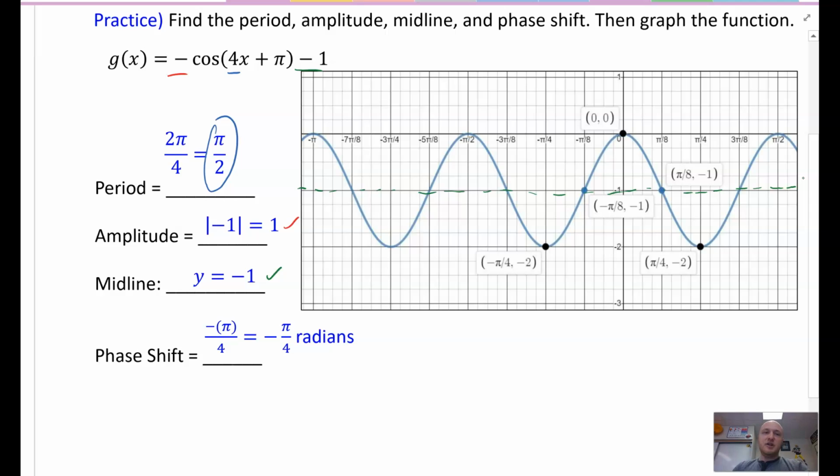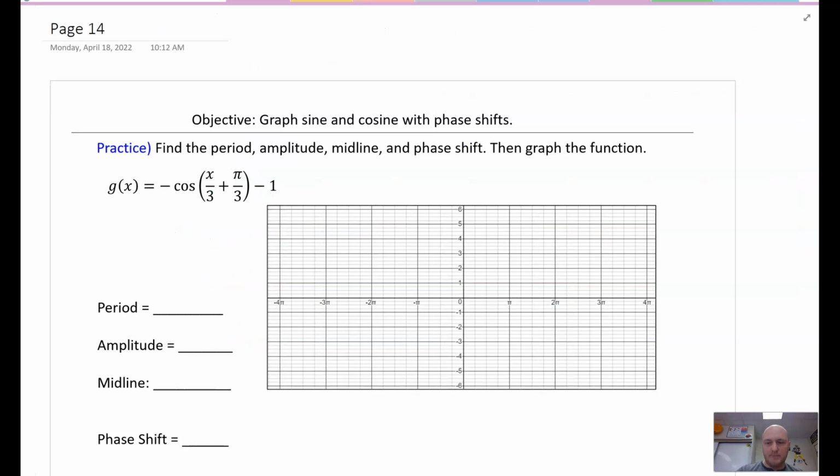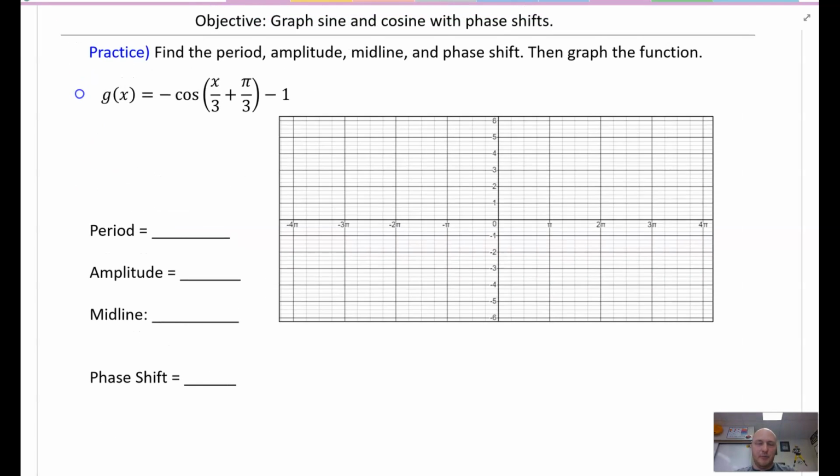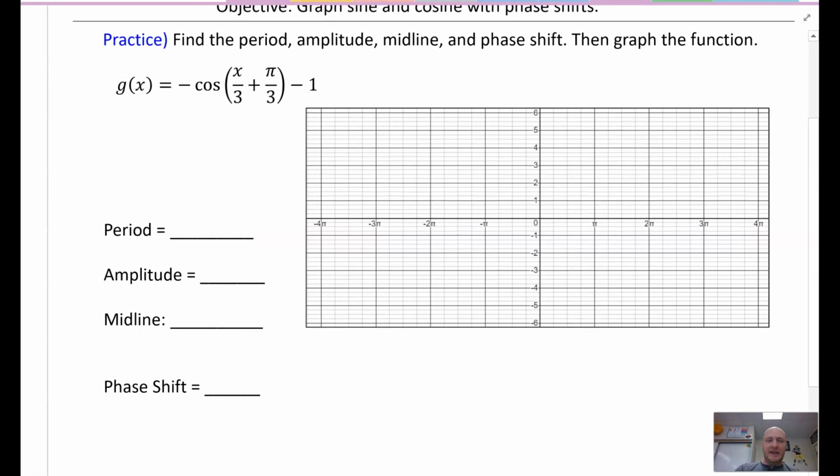And then our phase shift, we had a c value that was pi, so we went left pi. Remember, it's always the opposite. And then we had to divide by the 1 over b value, which is 4. So we went left pi fourth radians. So very, very similar to our last example, except this one, we just had to shift down 1, and we had a reflection. Okay, here is the next example. Please go ahead, pause the video, and try this example.